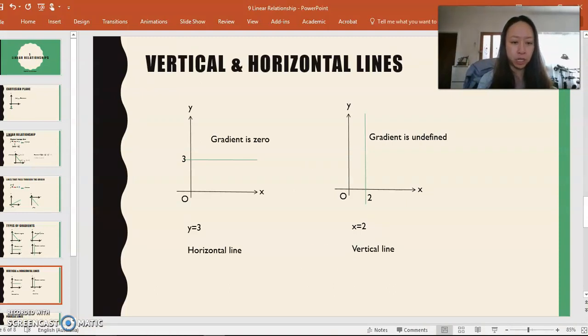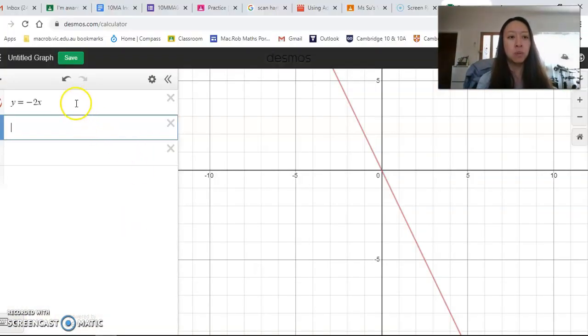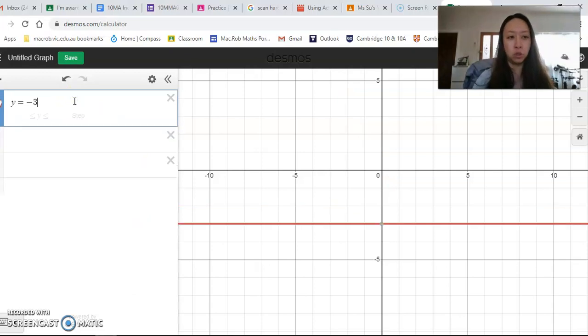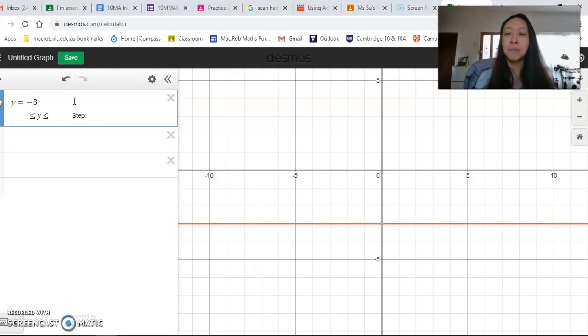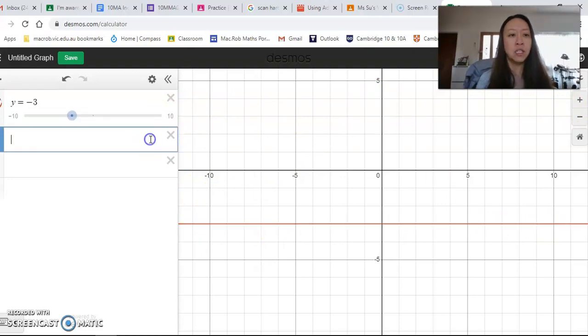So let's just go back to Desmos and have a look. Yeah. So let's say my y equals to 3. Yep, you can see that the gradient is 0 and it's a flat line. Yep. So what if y equals to -3? Can you see that now instead of it was 3 over here, it has moved down? Yep. So let's just do one with the gradient that's undefined.